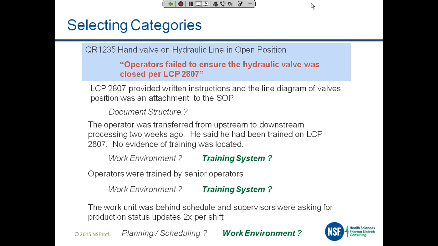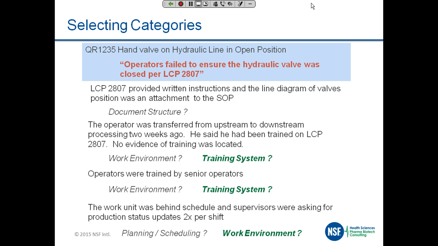And we could all probably zero in on the SOP as being a weak SOP if it was a line diagram, and we would say, why go with a line diagram? Go with photos, show the valve positioning. However, this was a new operator, new work environment. Maybe our training system was not robust enough for the transfer of a person. Maybe by training using senior operators, they know what they know, they don't know what the others don't know. So the training system may not have been appropriate.